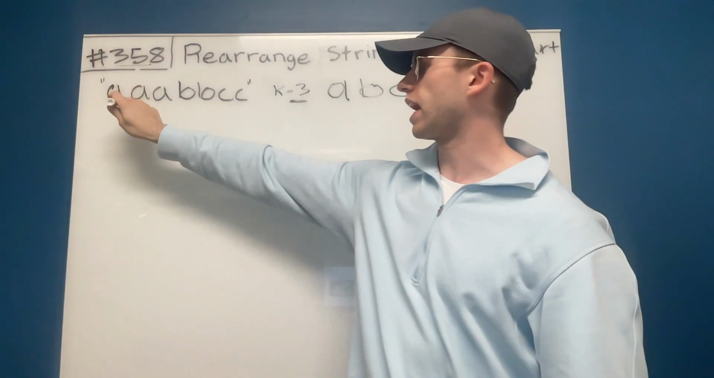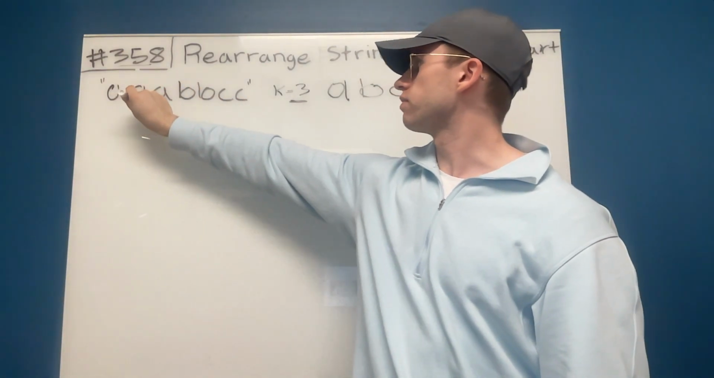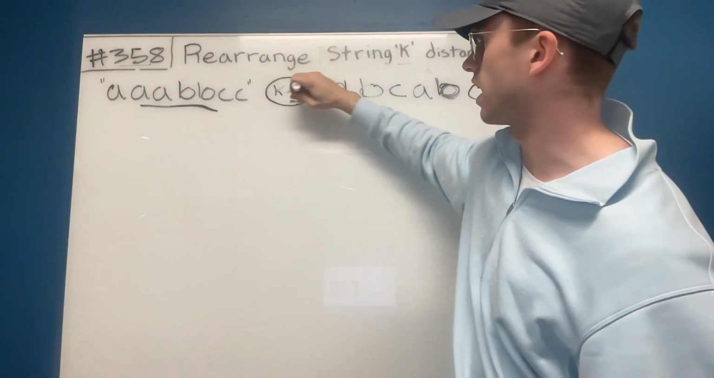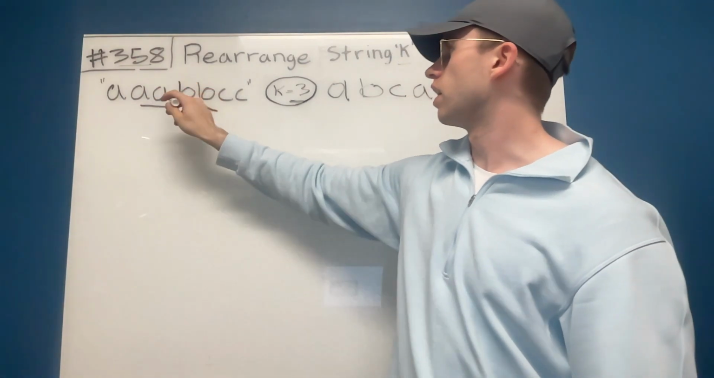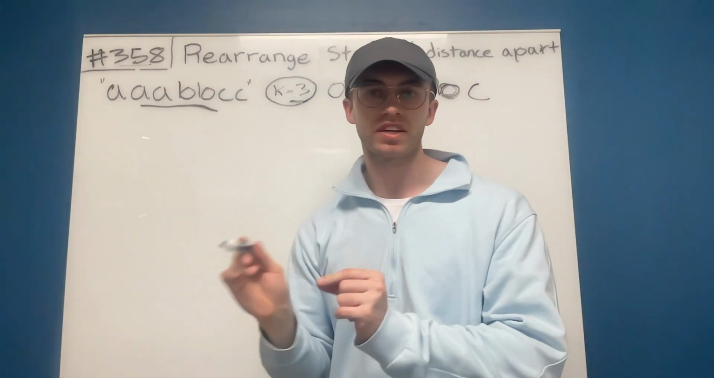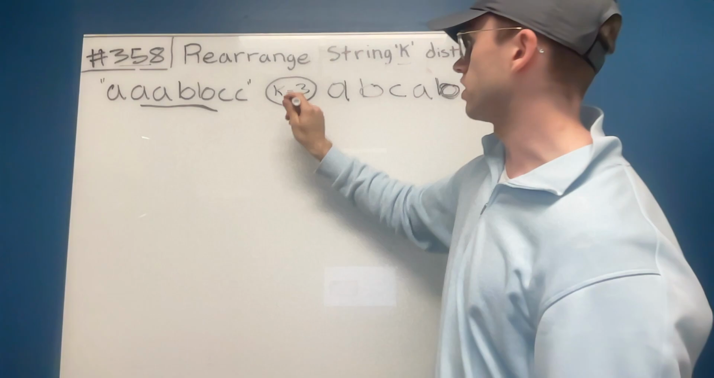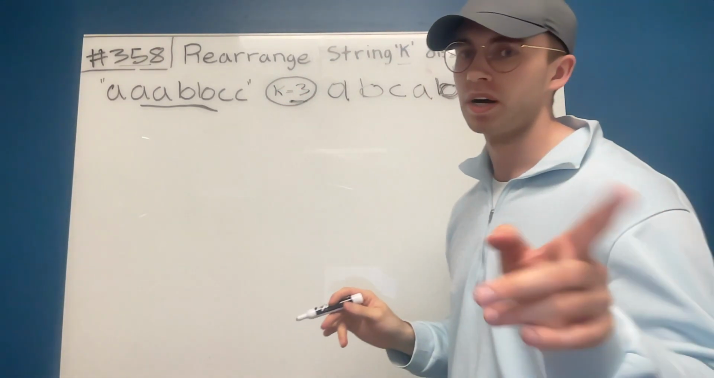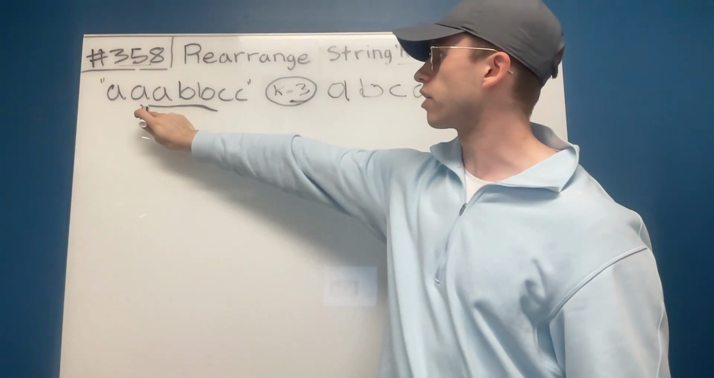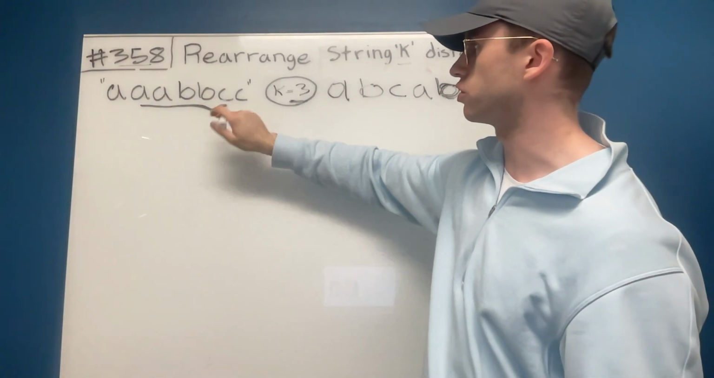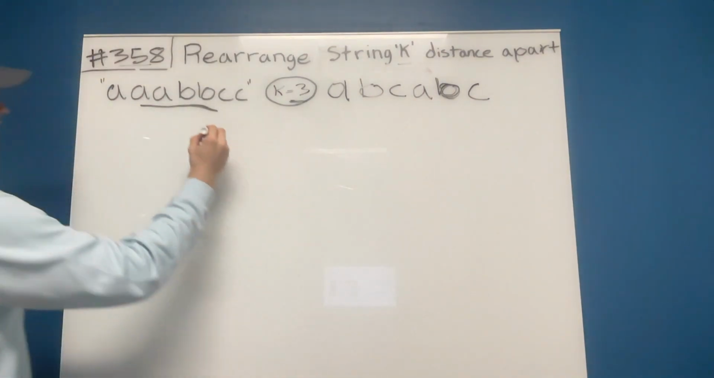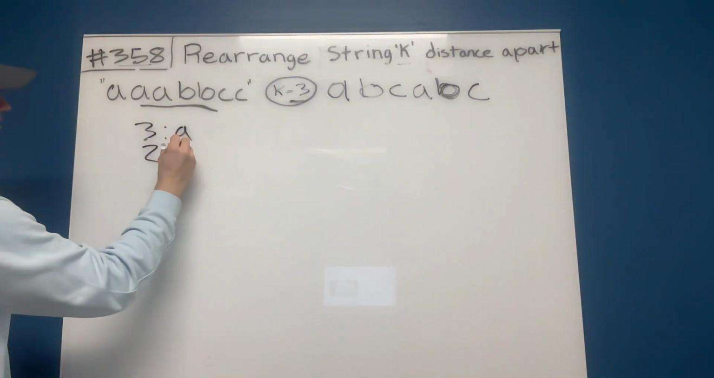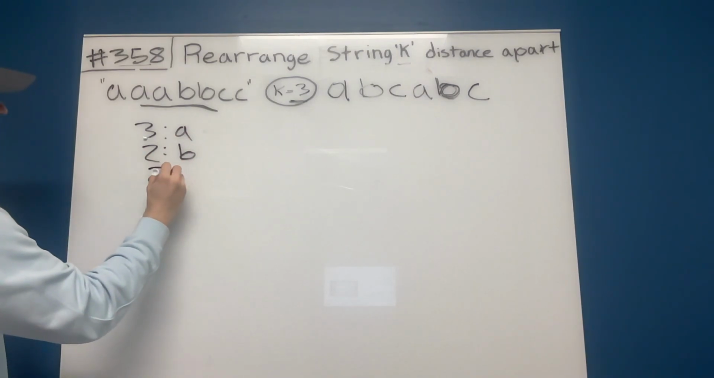So the first thing you have to understand is we're given this string, and we have to make it such that each occurrence of the next instance of the same letter should at least be k distance apart. I'm assuming you already know this example: you have 3 A's followed by 2 B's and then 2 C's. So if we write that out, it's 3 A's, 2 B's, and then 2 C's.